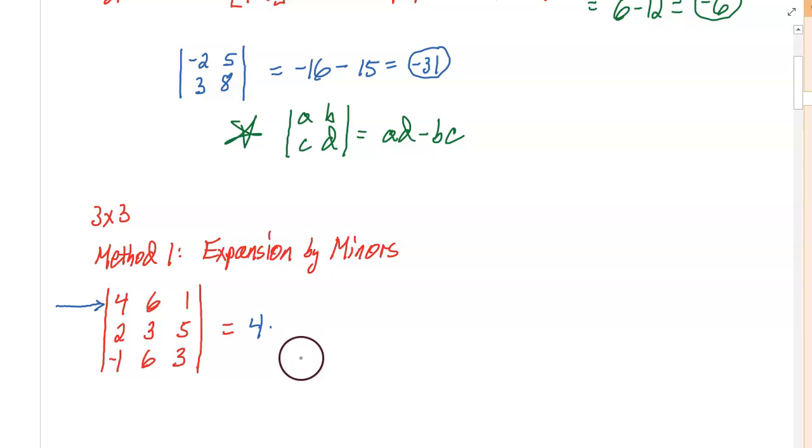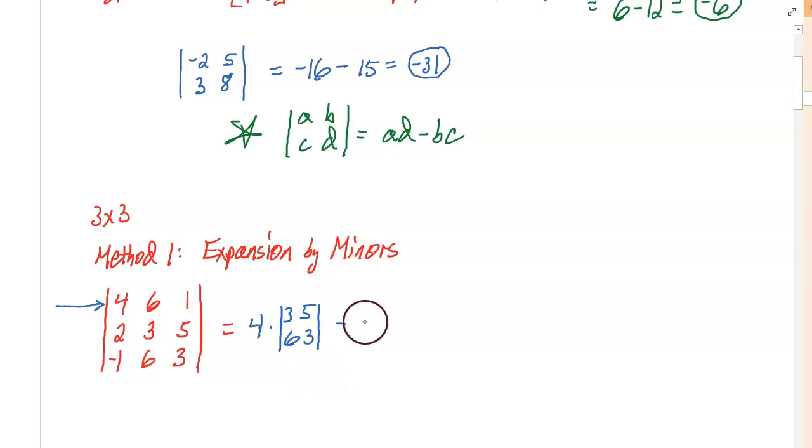Then we're going to multiply that by a 2 by 2 determinant that contains 4 numbers. And the 4 numbers that we put in there are the numbers that are not in the same row as the 4, and they're not in the same column as the 4. That is, this set of 4 numbers, 3, 5, 6, 3.